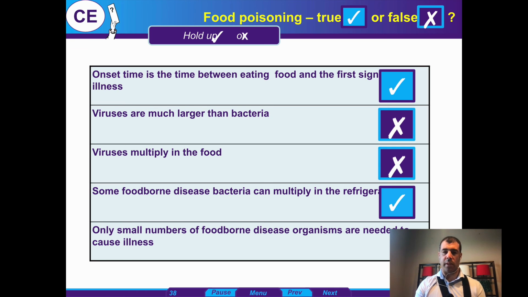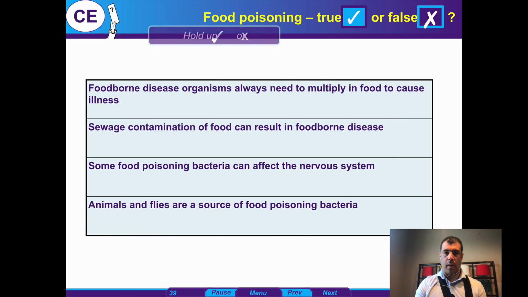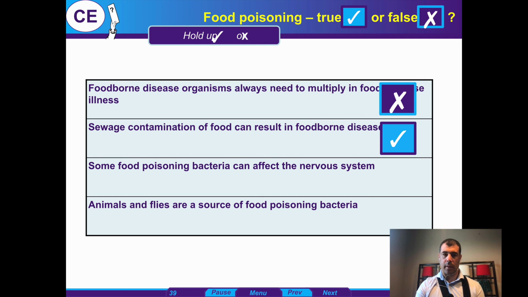Only small numbers of foodborne disease organisms are needed to cause an illness. And that's true. Foodborne disease organisms always need to multiply in food to cause an illness. That's false. They can multiply in the body. Sewage contamination of food can result in foodborne disease. Yes. Some food poisoning bacteria can affect the nervous system. Yes.